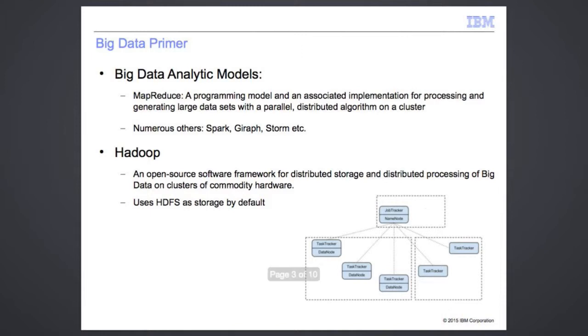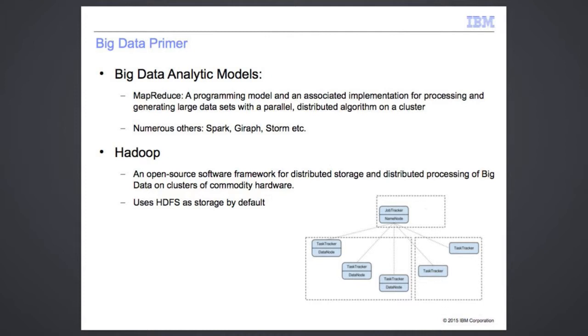So in the past couple of years, we've been blessed with an enormous amount of innovation in the big data analytics space, and there have been, whether for better or for worse, a whole bunch of big data models coming up. The most well-known one would be MapReduce. And then there are a number of others such as Spark, Giraffe, and Storm.